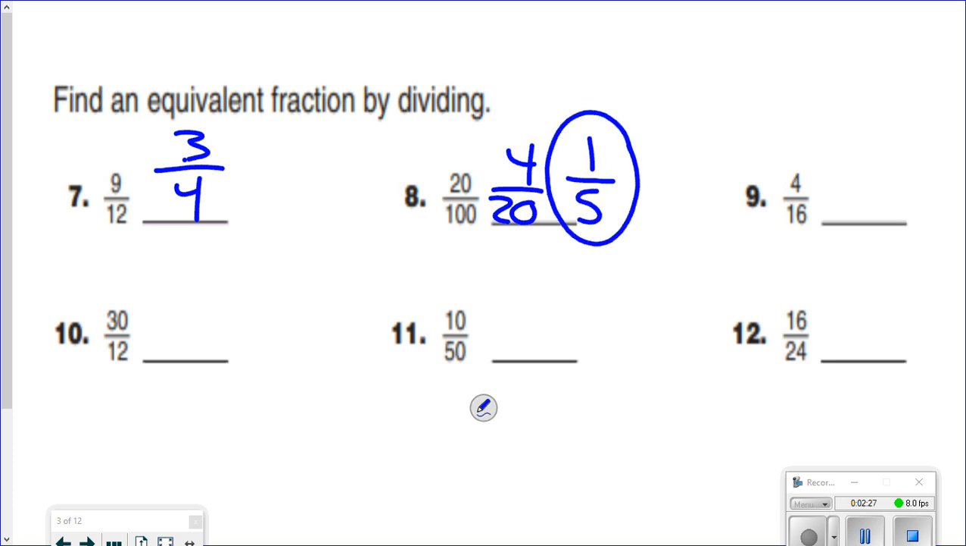So we're trying to get these numbers as small as possible. We have a 4 and a 16. What goes into both? 4 goes into both. 4 divided by 4, we get 1. 16 divided by 4, we get a 4.